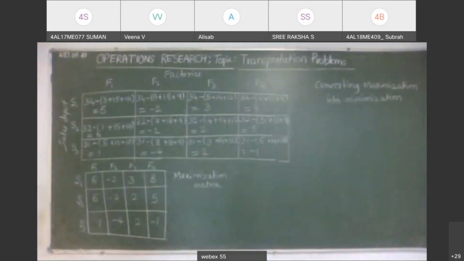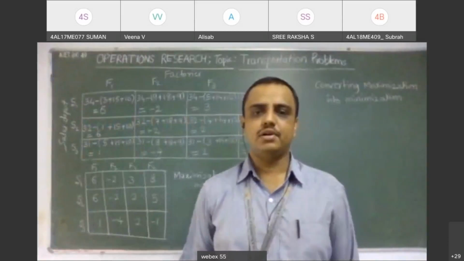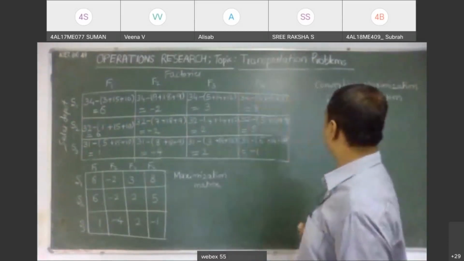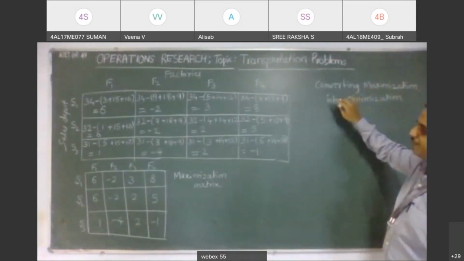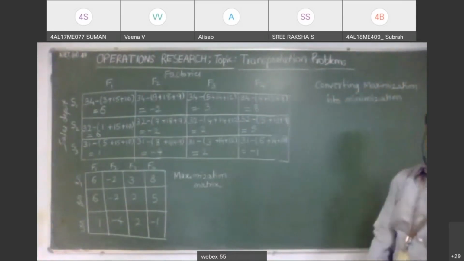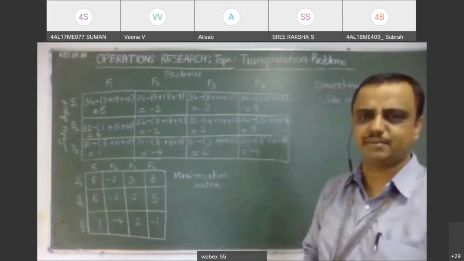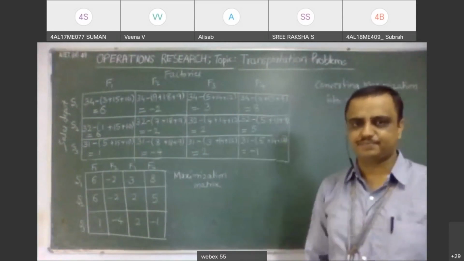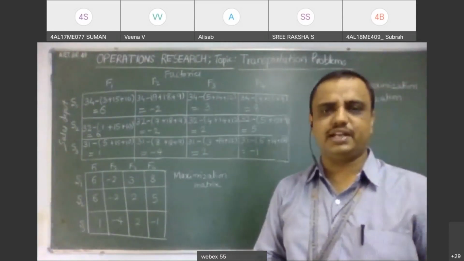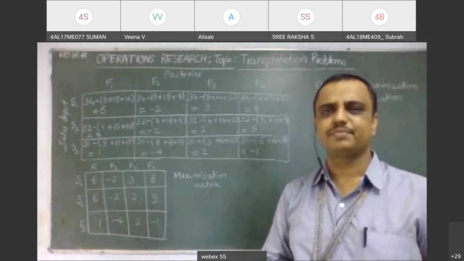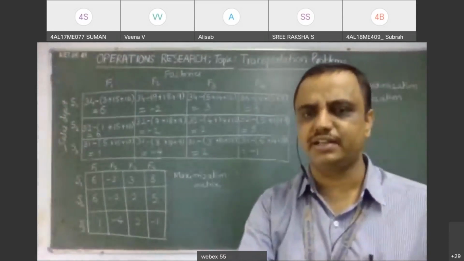What is the first step of that? The first step is we need to convert the maximization matrix into a minimization matrix. Can anyone tell me how we can convert that?